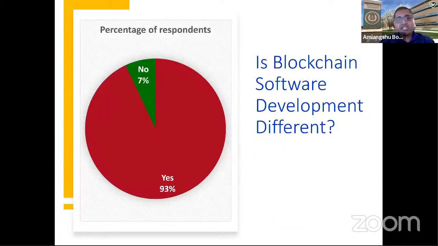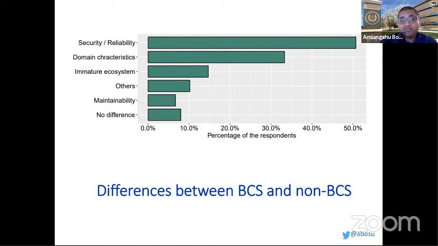So the first question is: is blockchain software development different? 93% of our respondents say that yes, developing blockchain software is different from a non-blockchain project. And we also asked them how it is different. They say that a higher emphasis on security and reliability marks the key differences. The second key difference is the uncommon characteristics of the blockchain software domain.